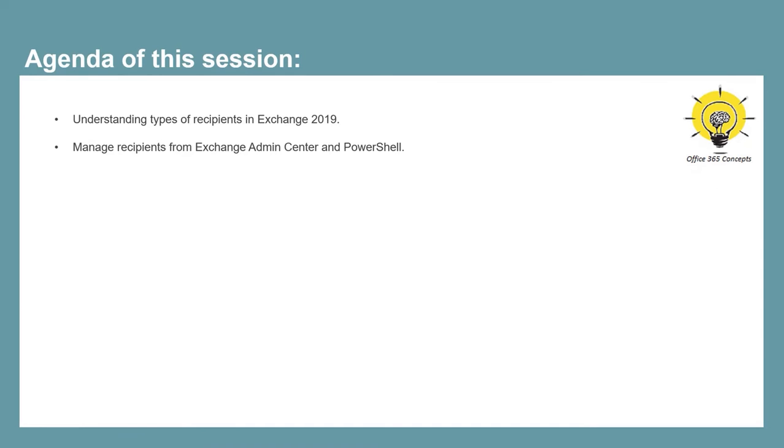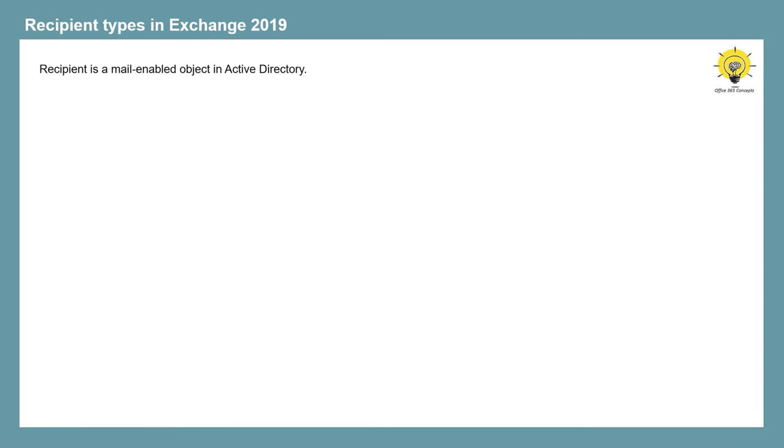In the last video, we talked about Mailbox database in Exchange 2019. In this particular video, we will be talking about recipients in Exchange. We will understand what type of recipients are available in Exchange 2019, how do they work, and how to manage those recipients. A recipient is a mail-enabled object in Active Directory.